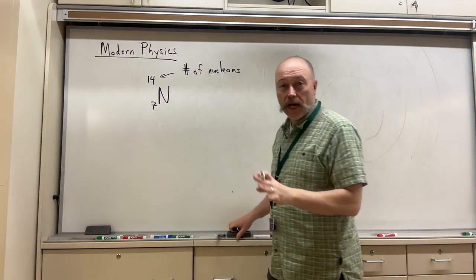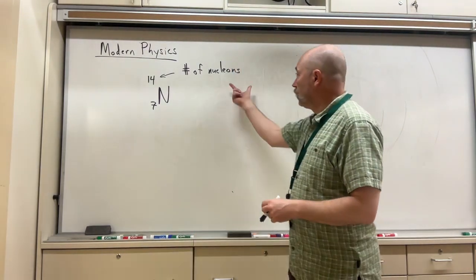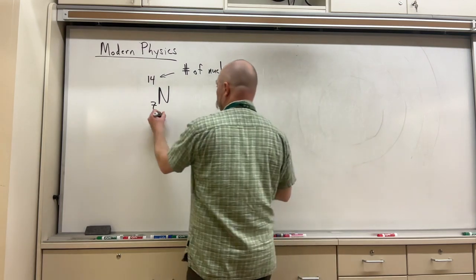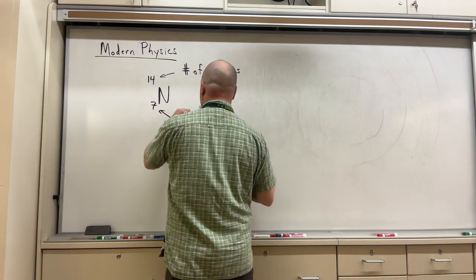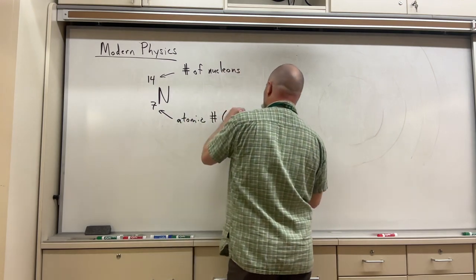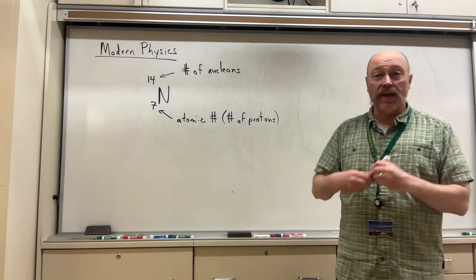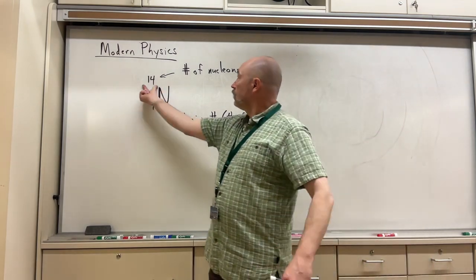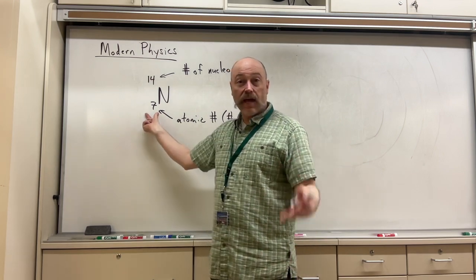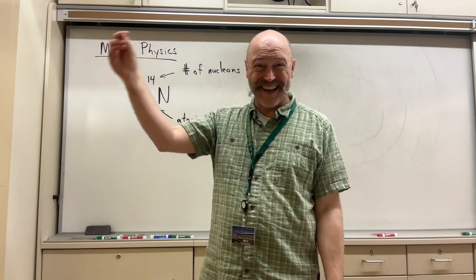Okay, a nucleon is just stuff that's in the nucleus. So the number of nucleons, there's 14. This is telling you the atomic number, which is really the number of protons. So this has 7 protons. There's 14 nucleons, which means, hey, that nucleus has 7 protons and 7 neutrons.